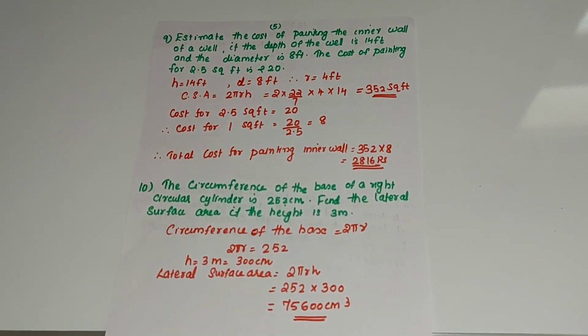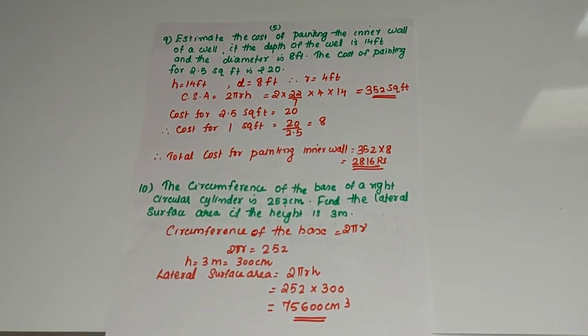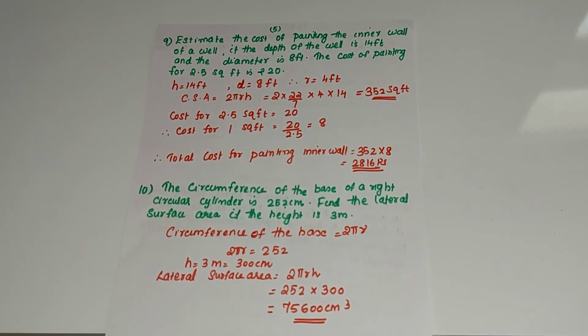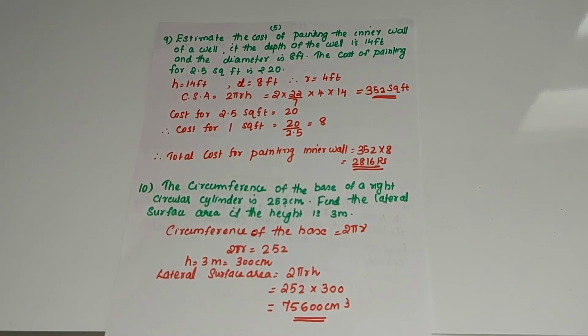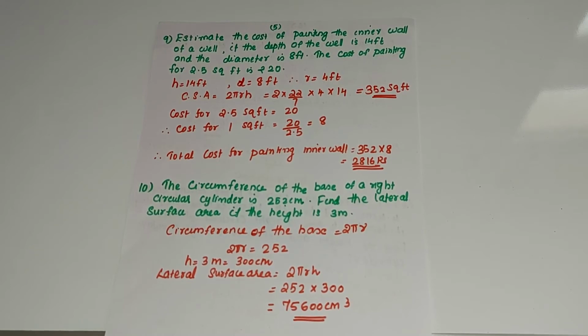Next one: estimate the cost of painting the inner wall of a well. If the depth of the well is 14 feet and the diameter is 8 feet, the cost of painting for 2.5 square feet is rupees 20. So we have to paint the inner wall. Inner wall means the CSA, the lateral surface. So what we will do? We have to find out the CSA of the wall.